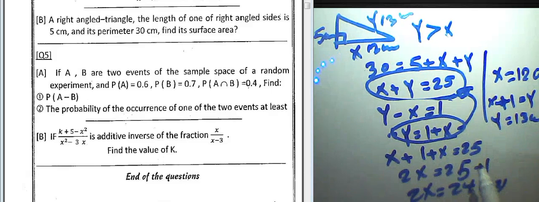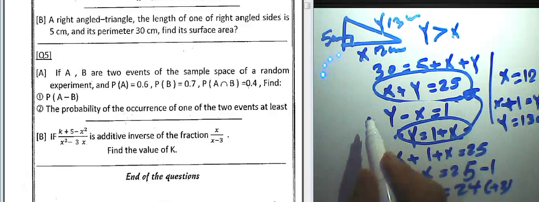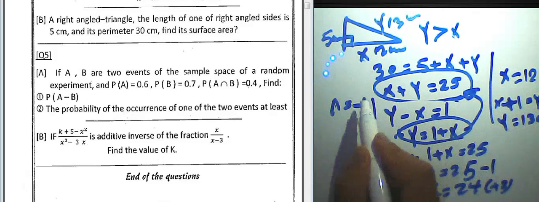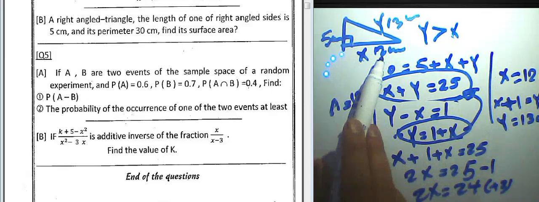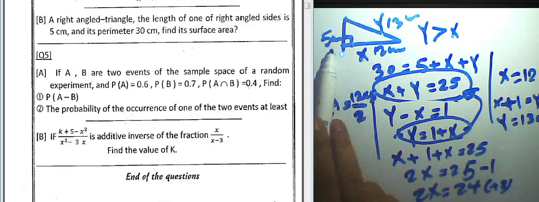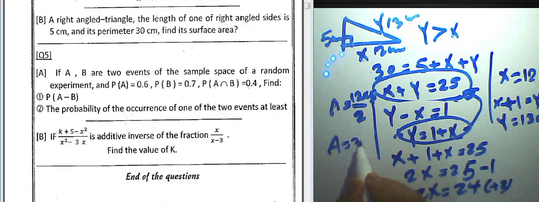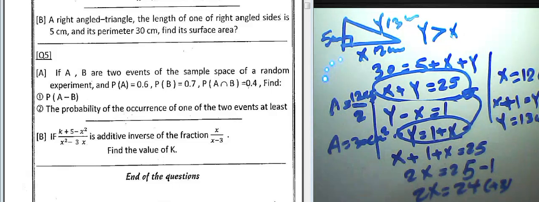And then you can find the area of this triangle: half times the base times the height. Area equals 12 multiplied by 5 divided by 2. Half times the base times the height. 12 divided by 2 equals 6. 6 times 5 equals 30. Then the area equals 30 square centimeter.